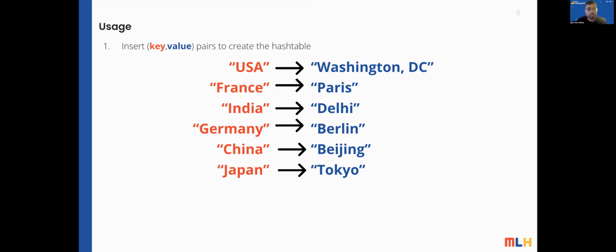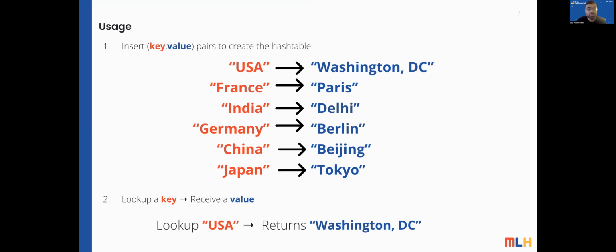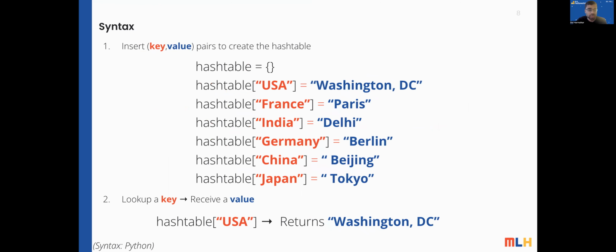To use a hash table, you first insert all the key-value pairs, then you can give the hash table a key to look up its associated value. Here's how you do that in Python.